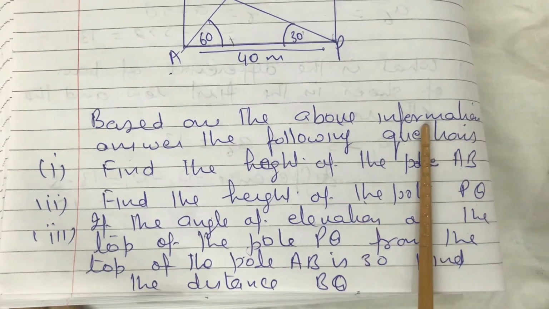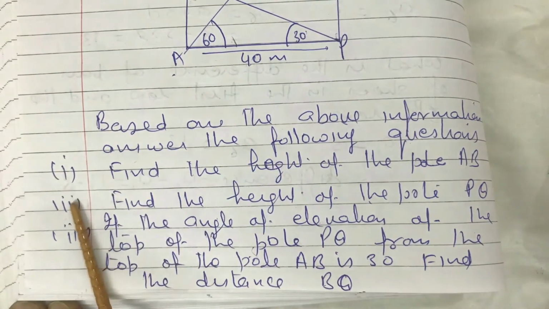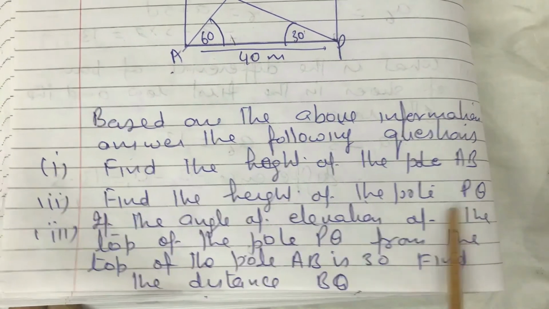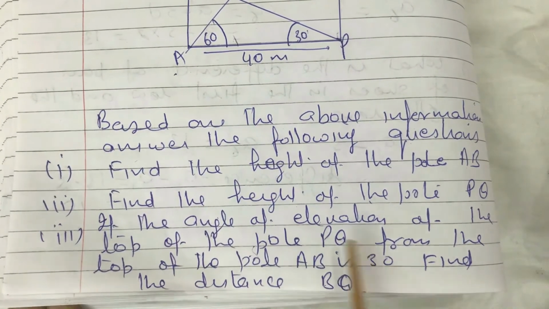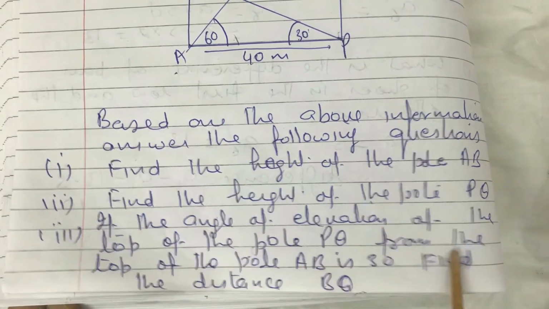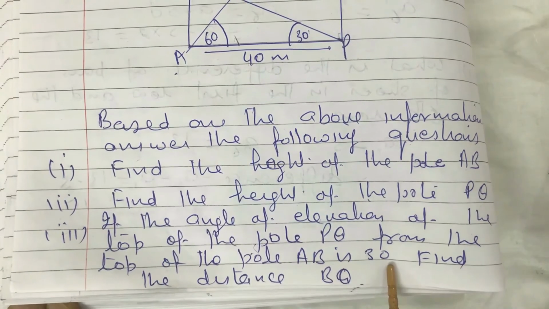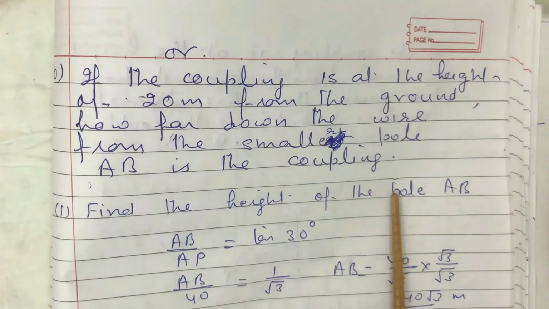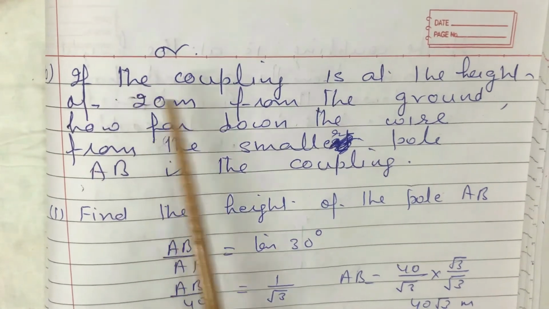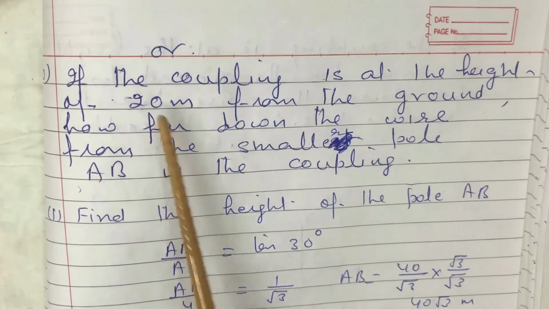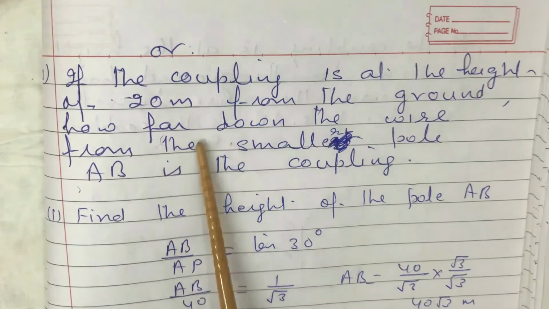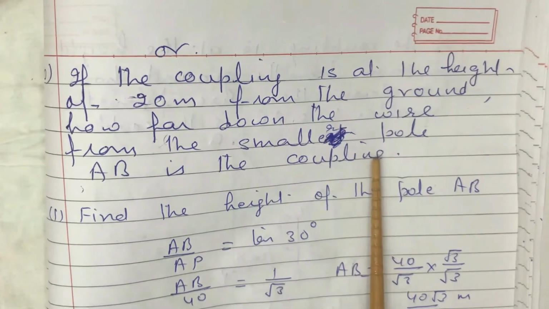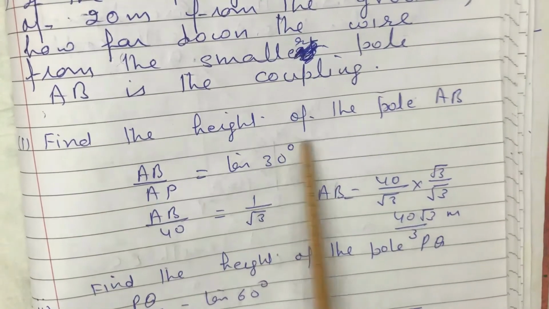Based on the above information, answer the following questions. First is find the height of the pole AB. Second, find the height of the pole PQ. Third, if the angle of elevation of the top of the pole PQ from the top of the pole AB is 30 degree, find the distance BQ. Now, or B part. If the coupling is at the height of 20 meter from the ground, how far down the wire from the smaller pole AB is the coupling? Now first is find the height of the pole.